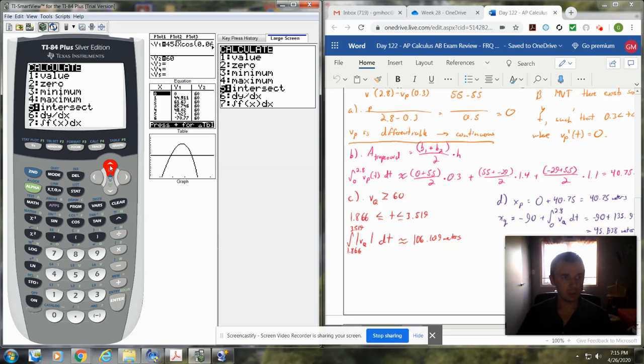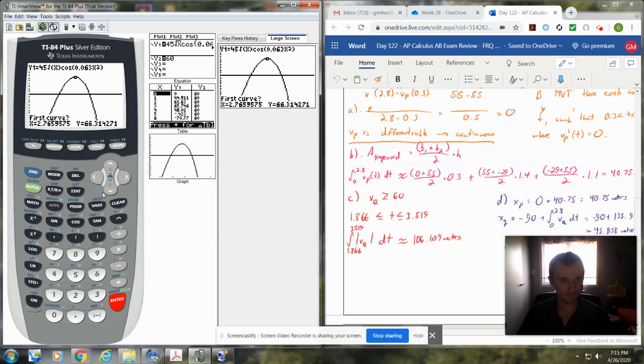Go to intersect, press enter, and now the first question it asks you is the first curve. Basically it's asking what the first curve and the second curve are that are going to intersect each other. You typically just want to press enter. So we want the curve, and then the second curve, press enter again. And then for our guess, the calculator is asking approximately where the intersection is. So we want to scroll to that first intersection using the arrow keys, press enter, and we get that first intersection point of 1.866.